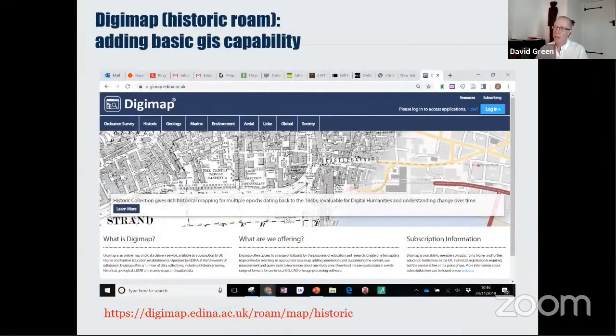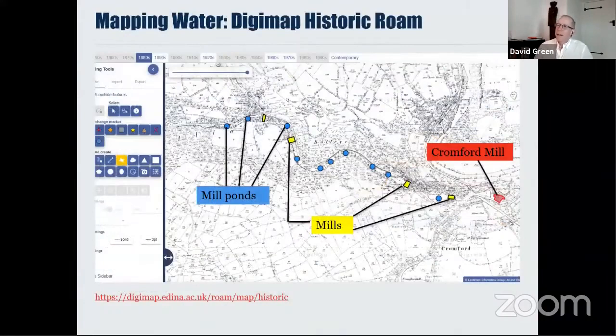This is Digimap. It's available to schools. It has a historic roam function, which means that you can go back in time and look at maps and overlay maps to show change. And we're going to be using this to look at what happens when factories using water power begin to experience problems. Digimap has a really useful and very basic GIS function, which is shown on the left-hand side. It doesn't take long to get to grips with. You don't need any expensive software. It's there for you to use.